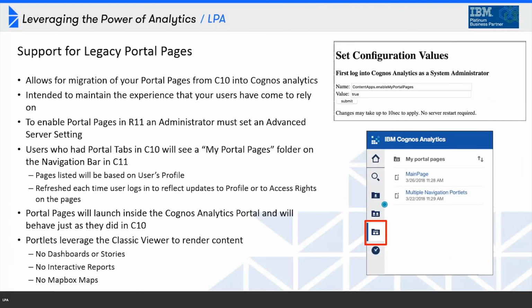Support for legacy portal pages is, in my mind, a very big deal. It is something that I have to say has prevented a lot of my Cognos 10 customers from migrating to 11 because the support for them really was not complete. That's not to say that they would not run, but there was no obvious way out of the box as part of the migration for the portal pages associated with any one user to be immediately available to that user upon upgrade. And now there is.